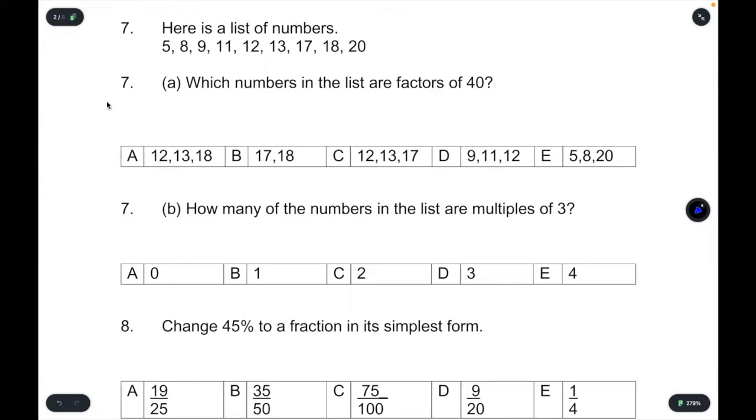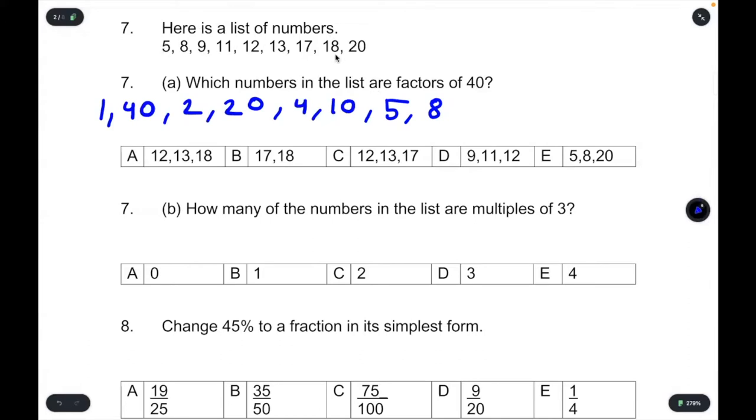So let's look at the factors of 40. We can have 1 times 40 is 40. Let's go up a bit. 2 times 20 is 40. 3 is not a factor of 40, but we could say 4 times 10 is 40. We could say 5 times 8 is 40. We've reached the middle, really, so there aren't any more factors of 40.